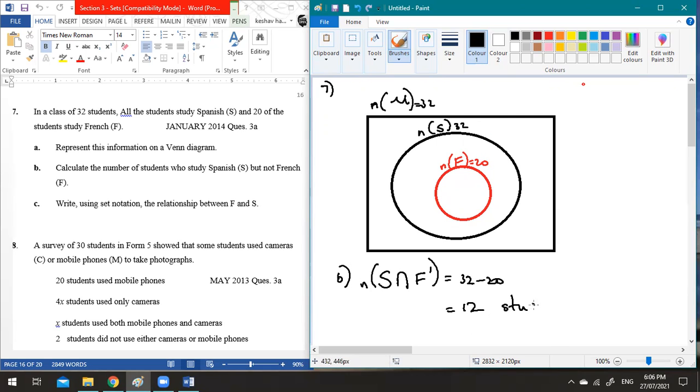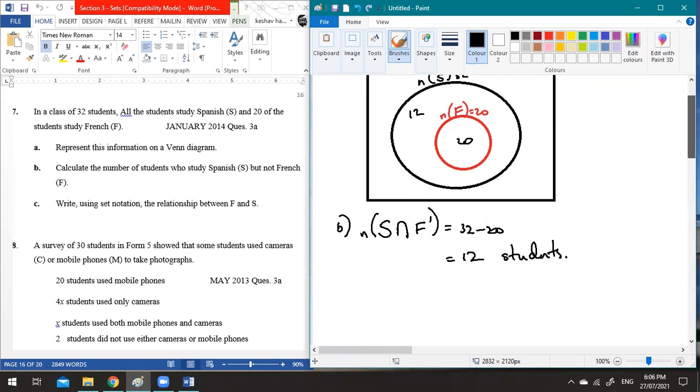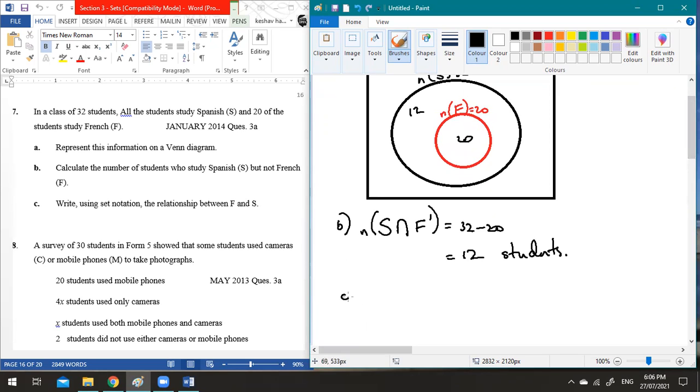So 12 students. So 12 students will be outside here. This will be 20 inside here, right? So if you add it up, you'll get 32.